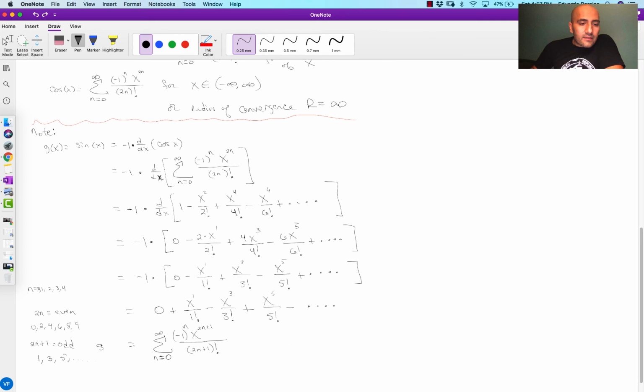So we're saying that sine of x, the sine of x function, is equal to this. This is its Taylor series representation. And this is good for x being a member of negative infinity to positive infinity. So this Taylor series representation is going to work for any value of x. And so it's going to have a radius of convergence of infinity. Right? So this is two important classic Taylor series representations.